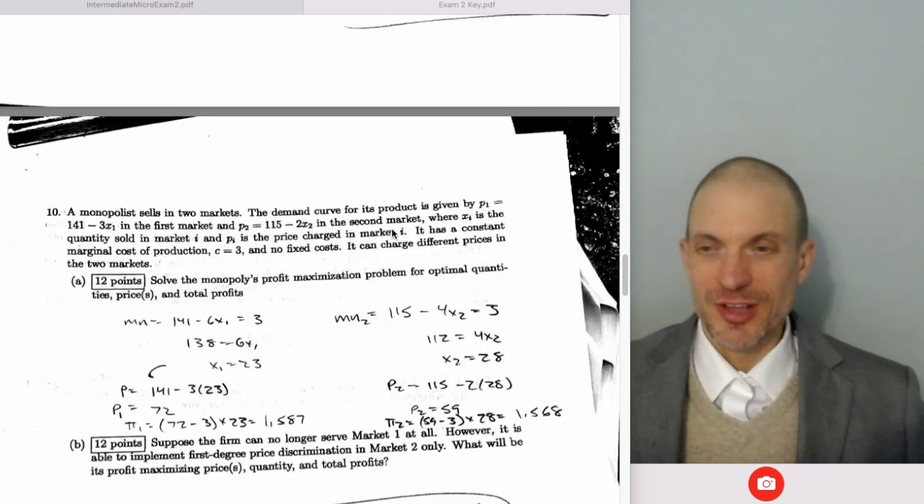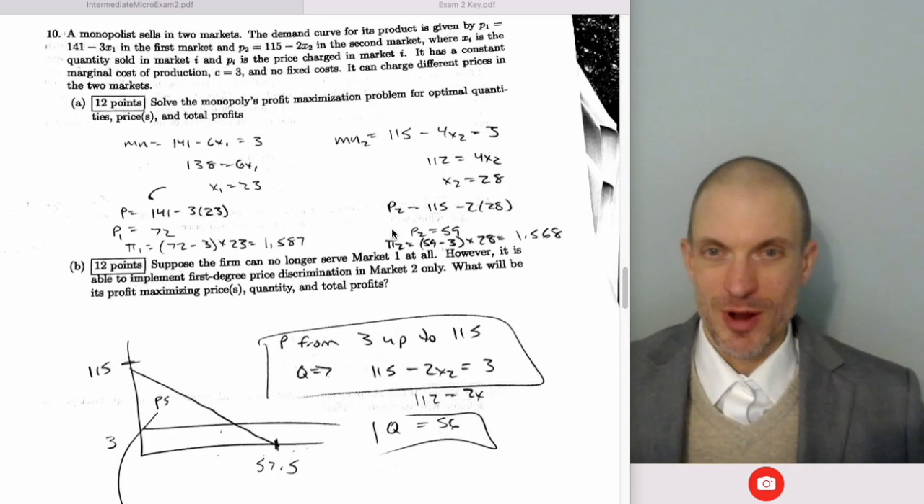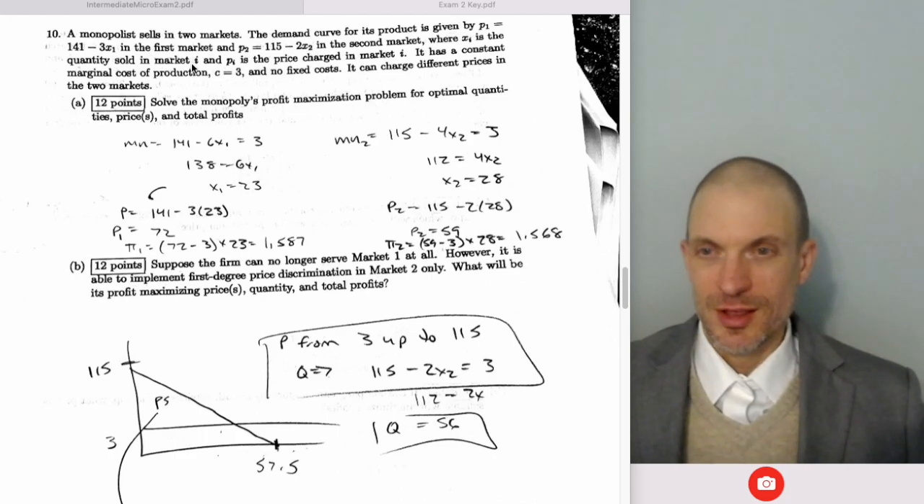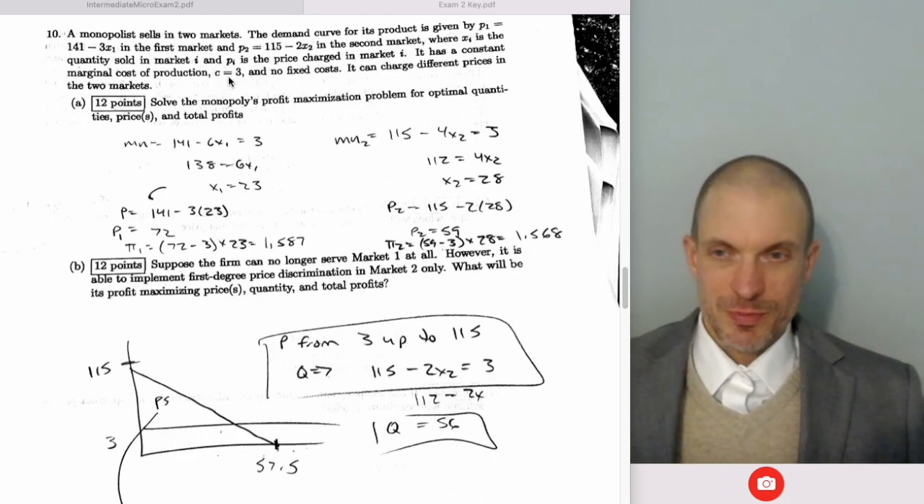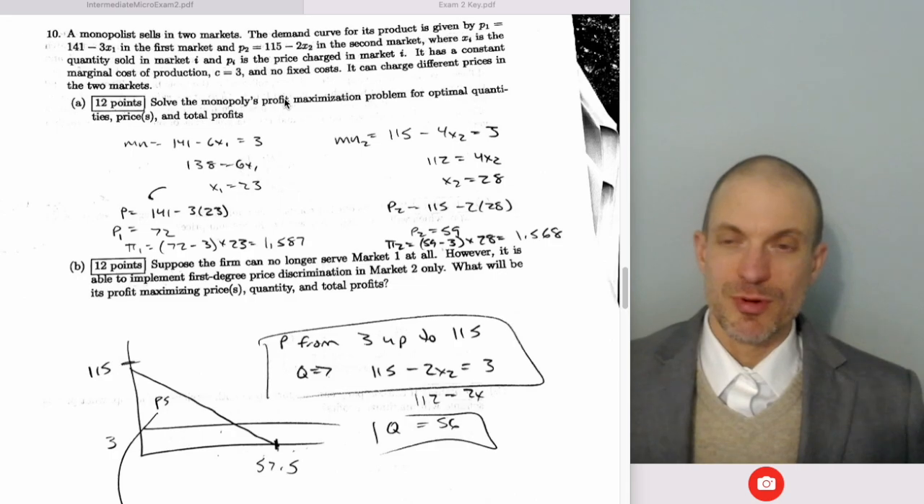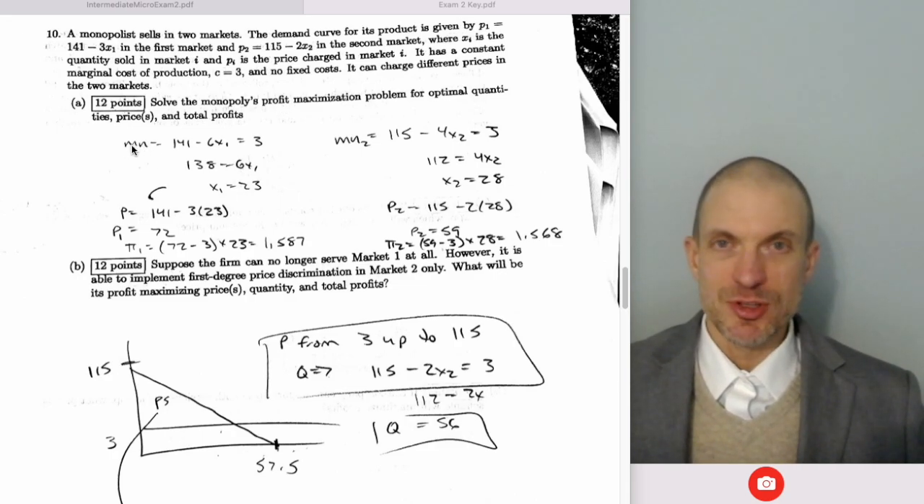All right, so a monopolist sells in 2 markets. The demand curve for its product is given by 141 minus 3x1 in the first market, 115 minus 2x2 in the second market. Marginal cost of production is 3 with no fixed cost. We can charge different prices in the 2 markets. So this is a third-degree price discrimination problem. Basically, we solve the monopoly's profit maximization problem separately in parallel.